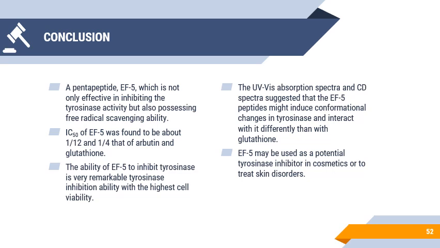From the research it can be concluded that the pentapeptide EF-5 is not only effective in inhibiting the tyrosinase activity but also possesses free radical scavenging ability. The IC50 of EF-5 was found to be about 1/12 and a quarter that of arbutin and glutathione. The ability of EF-5 to inhibit tyrosinase is very remarkable, with the highest cell viability. The UV-Vis absorption spectra and CD spectra suggest that the EF-5 peptides might induce conformational change in tyrosinase and interact with it differently than the glutathione. The EF-5 may be used as a potential tyrosinase inhibitor in cosmetics or to treat skin disorders.